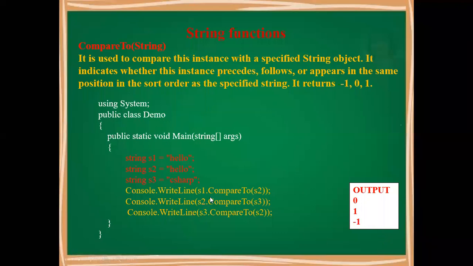In the first line, when the two strings are equal, S1 and S2, it gives you 0. So 0 means your strings are matching. Then whenever you are comparing S2 to S3, it gives you 1. That means the strings are not equal, but the second string is larger. And when we compare S3 to S2, it gives you -1 because the C sharp string is somewhat longer than the previous one. Okay.